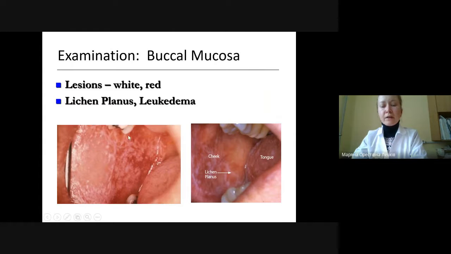By the way, here you have the pathological element. It is area of hyperkeratosis. Wickham striae here is visible. It is symptom of lichen planus.